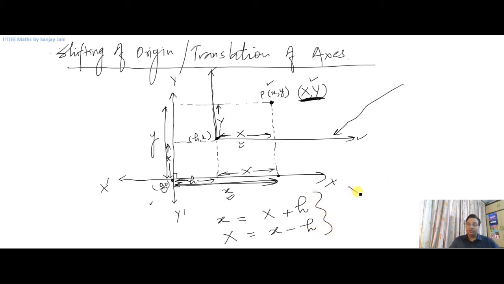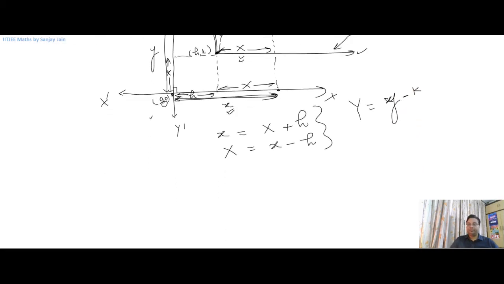So what will be the new y coordinate? The new y coordinate will obviously be the old y coordinate minus k, right? And what about the old y coordinate? Obviously it will be equal to the new y coordinate plus k, where h and k are the coordinates of the new origin and capital X and capital Y are the new coordinates of the point that we were referring to in the old system. Okay, I hope this is clear to you.